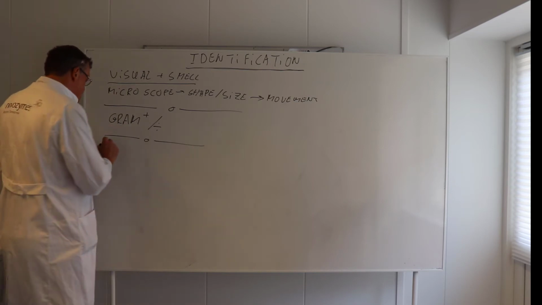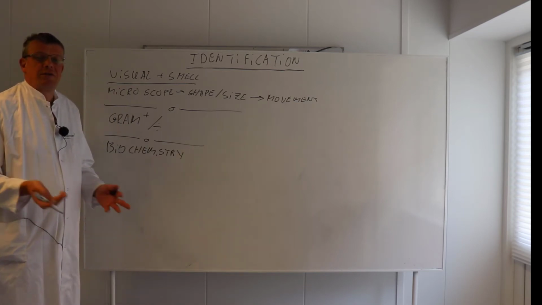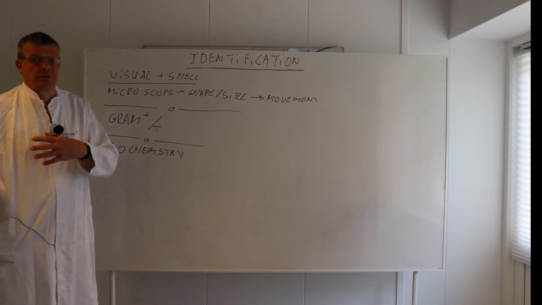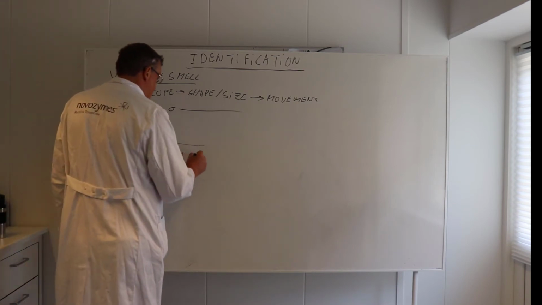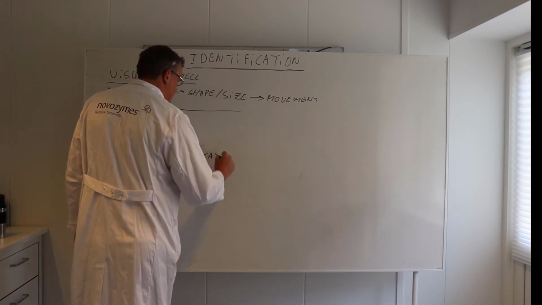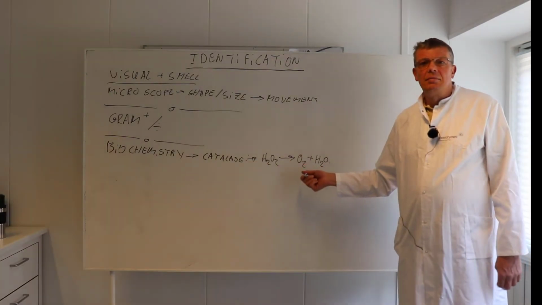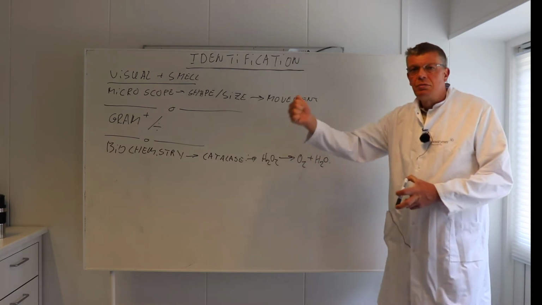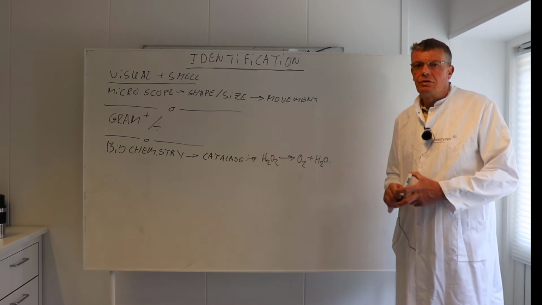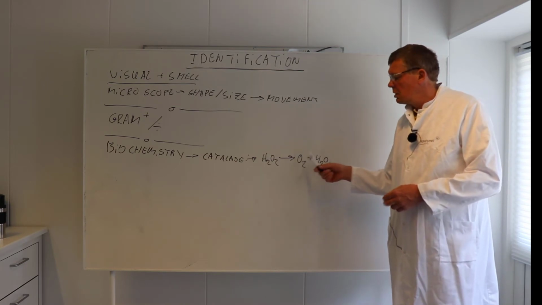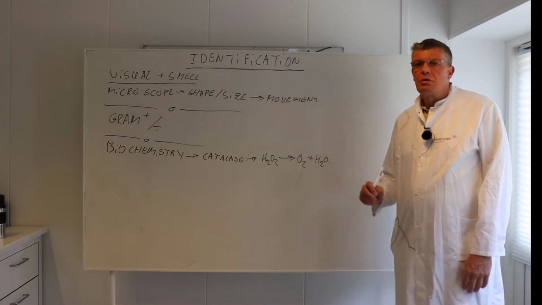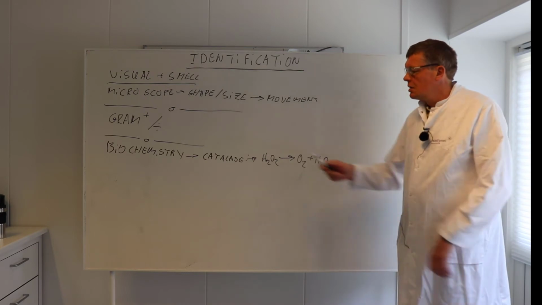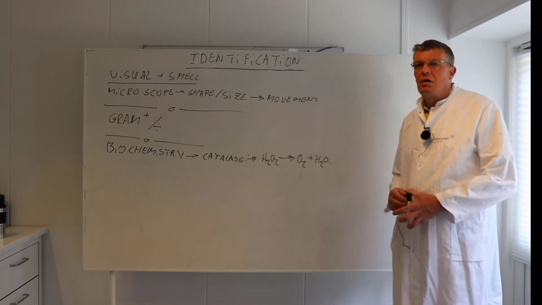You can move into the biochemistry. You can check if there are any particular enzymes that the bacteria you suspect it is has or does not have. It could be an enzyme like catalase. This enzyme makes this reaction happen. And this is very easy. You simply put a drop of hydrogen peroxide on the colony, and when it starts bubbling, it's because oxygen is released. So this is a very simple test. So you would be able to say this bacteria is catalase positive or negative.